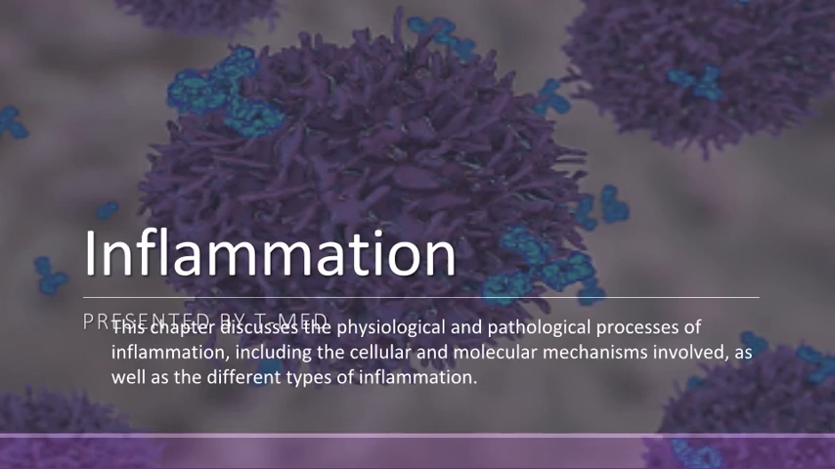Welcome everyone to today's presentation on inflammation, based on Chapter 3 of BRS Pathology. In this session, we'll explore the physiological and pathological processes of inflammation, focusing on its types, mechanisms, and clinical relevance. By the end, you'll have a comprehensive understanding of both acute and chronic inflammation.